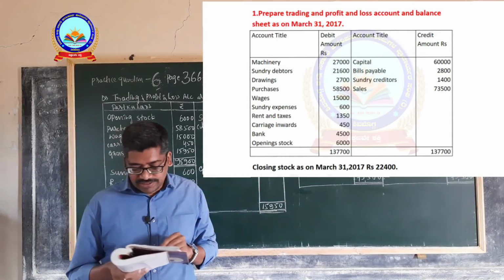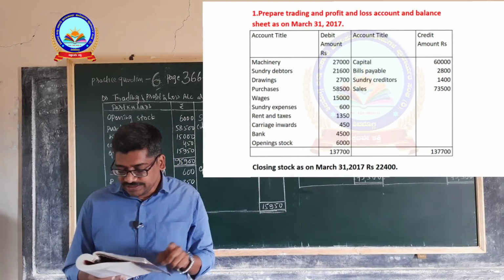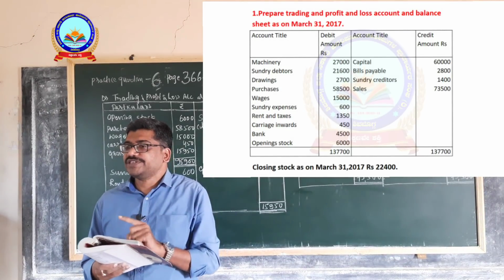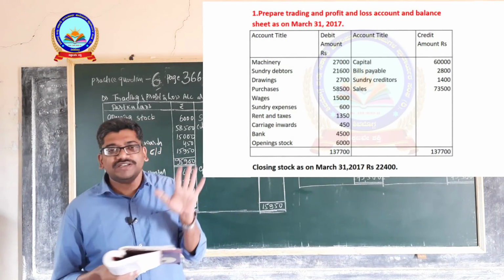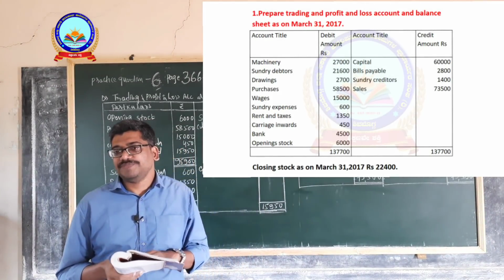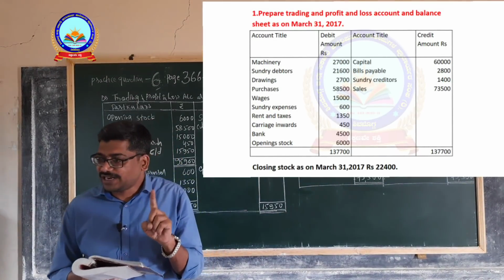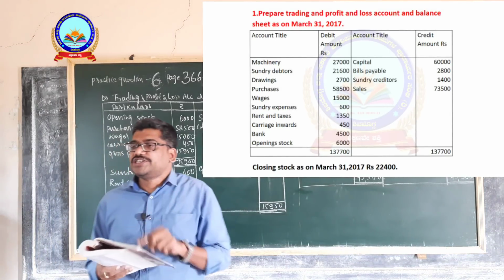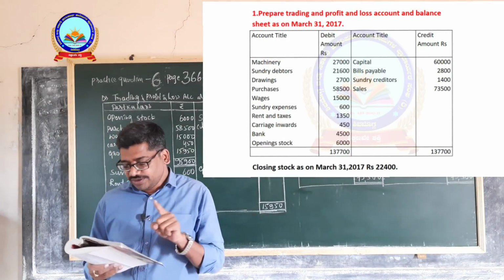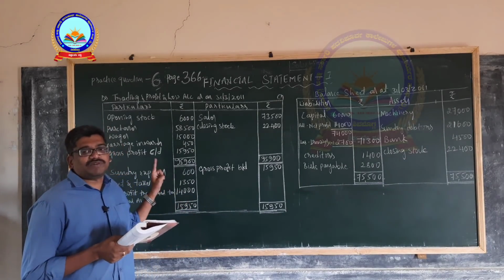And on the credit side: capital rupees 60,000, bills payable 2,800, sundry creditors 1,400, sales 73,500. So this is the trial balance given in the problem. I have already informed you that the final account or financial statement will be prepared with the help of the trial balance, and one adjustment is given, that is a closing stock as on March 31st 2011 rupees 22,400.